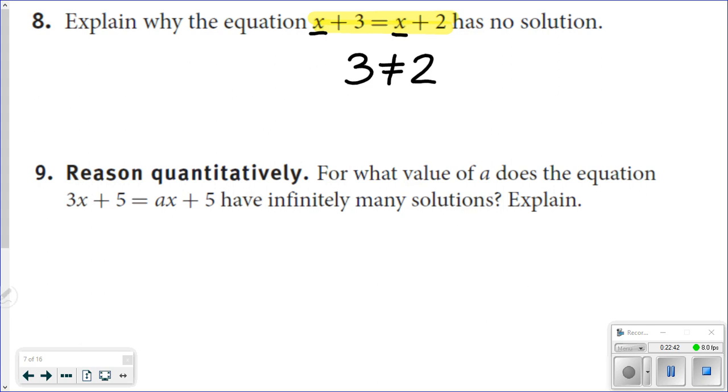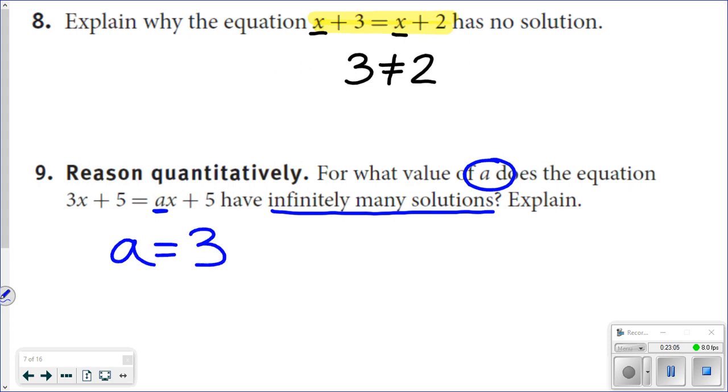Question 9. What number could we plug in for A right here to make this equation have infinitely many solutions? Great job. A would need to equal 3. If the left side says 3x plus 5, then the right side would also need to say 3x plus 5 in order to make this infinitely many solutions. Your variable terms have to be the same. Your constant terms have to be the same. Excellent work.